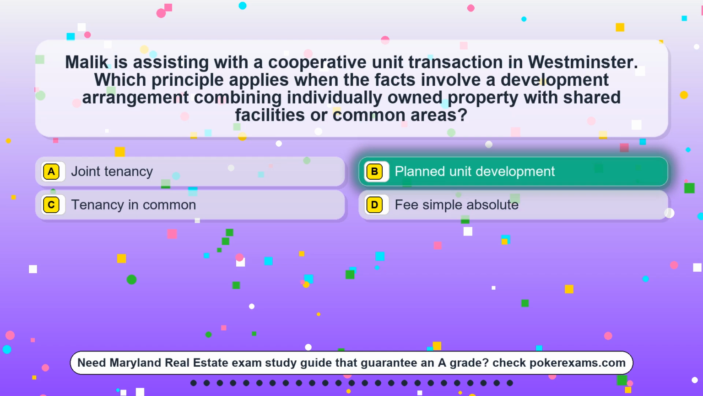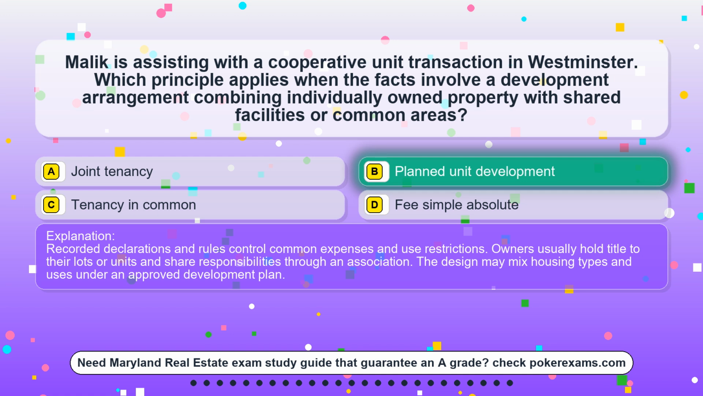The correct answer is option B, planned unit development. Recorded declarations and rules control common expenses and use restrictions. Owners usually hold title to their lots or units and share responsibilities through an association. The design may mix housing types and uses under an approved development plan.